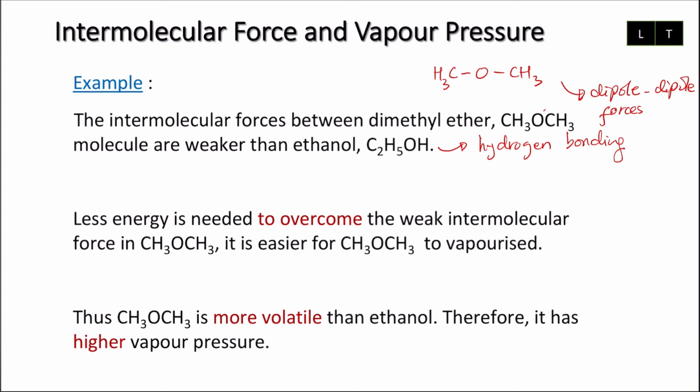Therefore, kita boleh conclude dekat sini, sekiranya dia easy untuk vaporize, maknanya dia lebih more volatile for dimethyl ether compared to ethanol. Therefore, dimethyl ether has higher vapor pressure. So, itu adalah relationship antara IMF with vapor pressure.